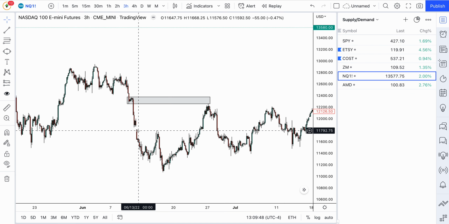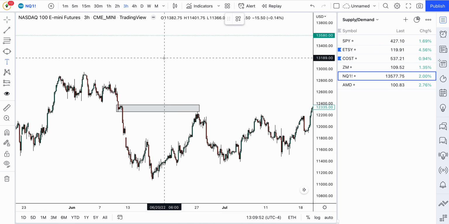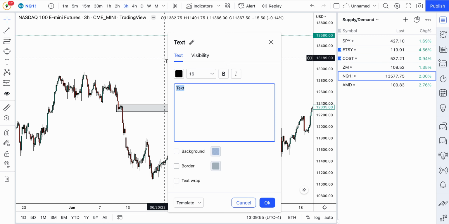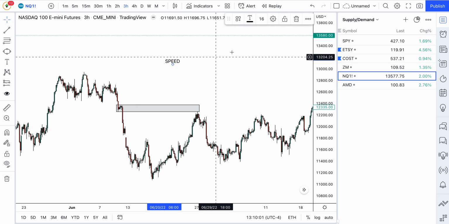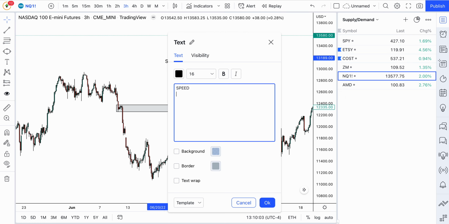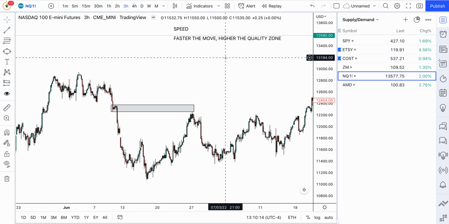Now, when it comes to finding high versus low quality setups, it really just comes down to one thing and one thing only, and that is speed, right? Speed is the most important thing, okay? The faster the move, the higher the quality, okay? I'm gonna write that down. Faster the move, higher the quality zone, okay? So this is very, very key when it comes to supply and demand.